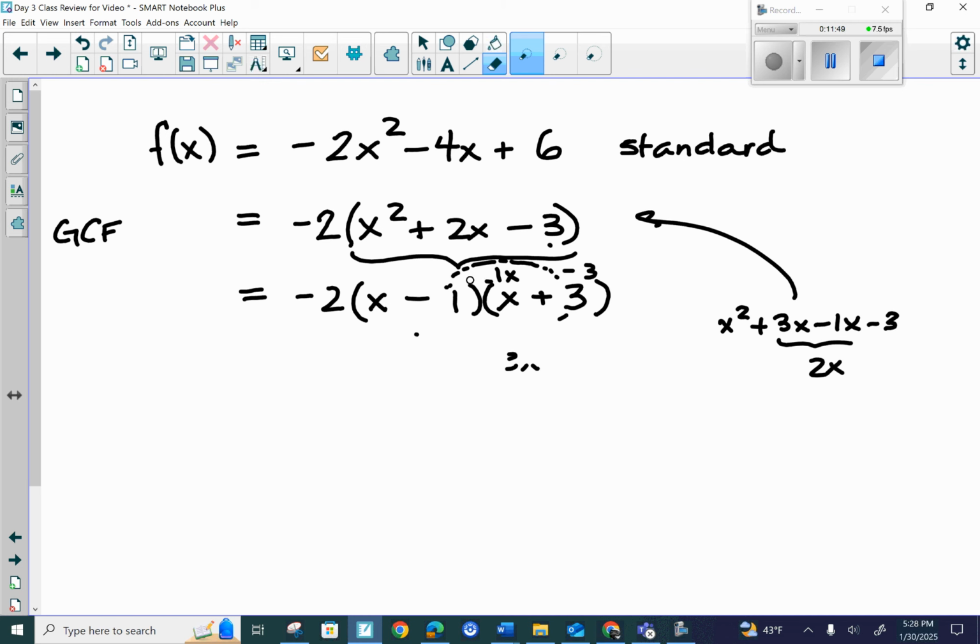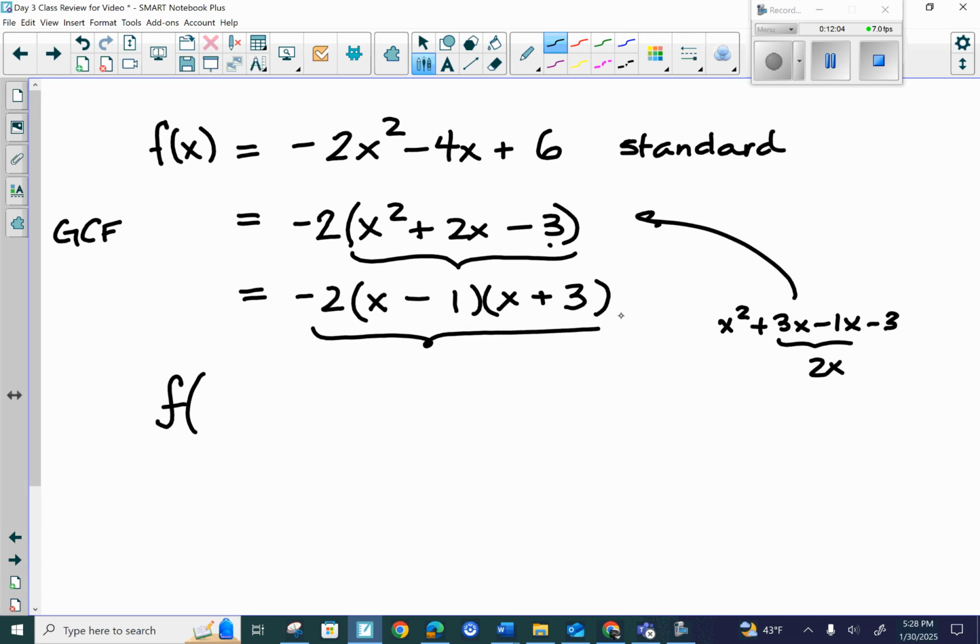All right, now if we look at this factored form, there's some easy points to get out of this factored form. You can see that if you put 1 in for x, f of 1 is going to be -2 times 1 minus 1 times 1 plus 3. You don't even have to calculate anything, but you can see 1 minus 1 is going to be 0, and the whole thing is going to be 0. Okay?